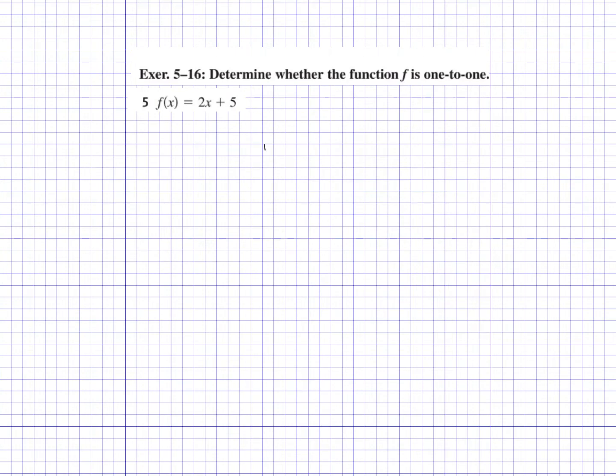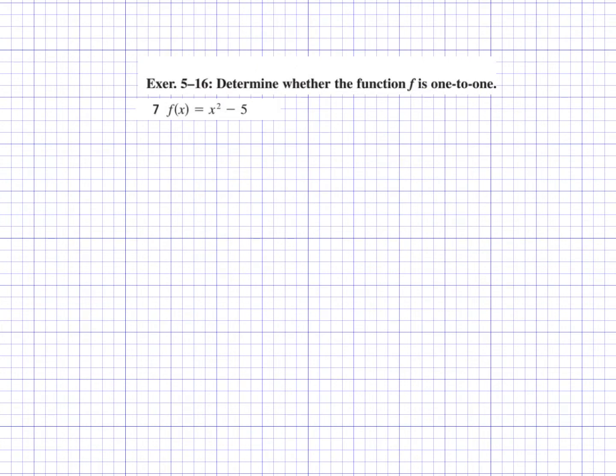So you should know what the graph of this line looks like. It goes through a 5 and has an up 2 and over 1. So that's going to be a yes, it is one-to-one. Now, x squared minus 5. Well, first of all, that's a parabola going down 5 units. So it would be something like this. But it fails the horizontal line test, so it's not one-to-one.